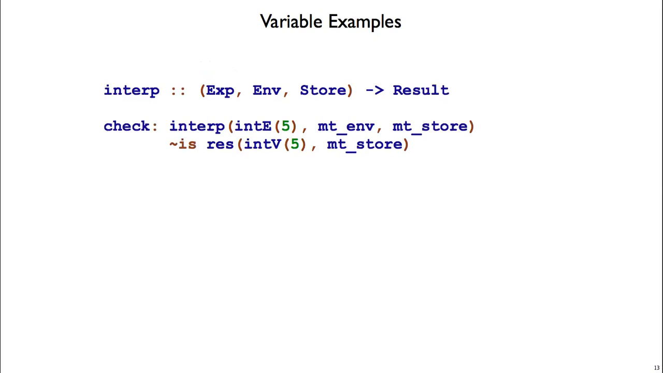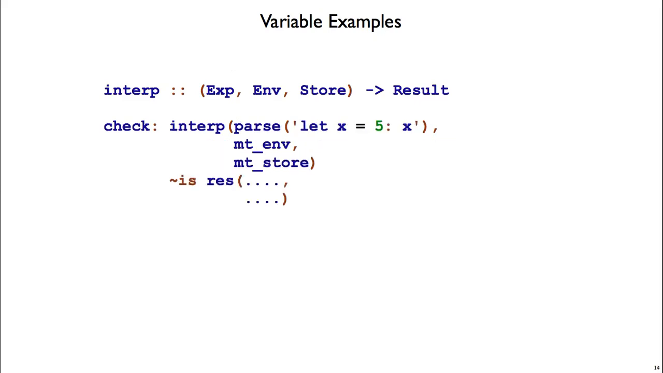So the signature for our interpreter will be the same as last time. We take in an expression, an environment, and a store, and we'll return a result. And the result combines the value with the store. Here's a first check. If we have the int expression 5, then interpreting that should give us exactly the int value 5. There should be no change to this program. And the store we get back should be the empty store, same store that we had going in.